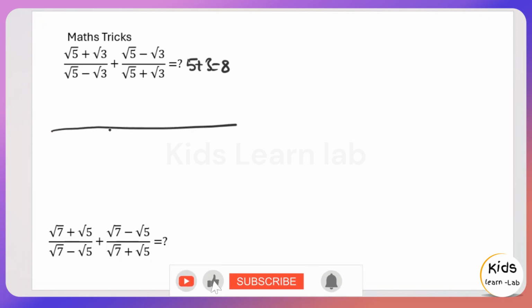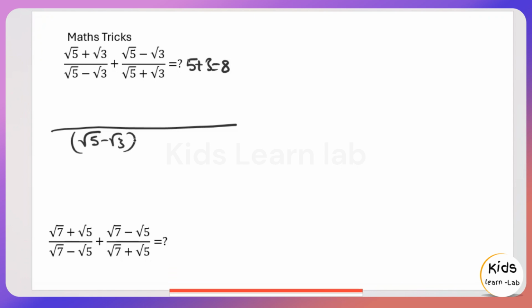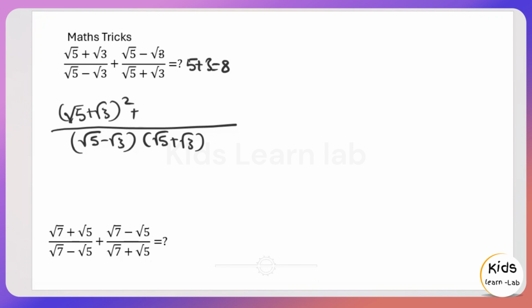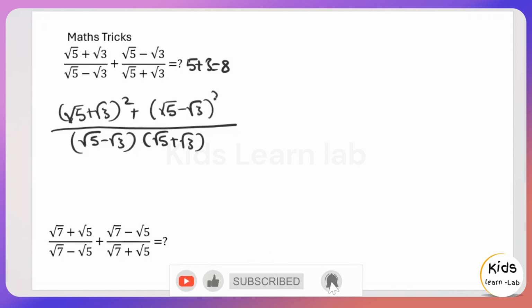Let's take an LCM: root 5 minus root 3 into root 5 plus root 3. For root 5 minus root 3, the 1 becomes root 5 plus root 3 into root 5 plus root 3, which is root 5 plus root 3 whole square. Plus, for root 5 plus root 3, the 1 becomes root 5 minus root 3 into root 5 minus root 3, which is root 5 minus root 3 whole square.